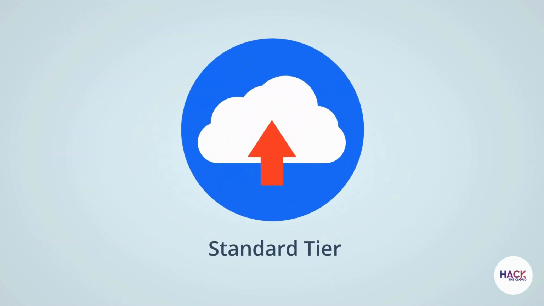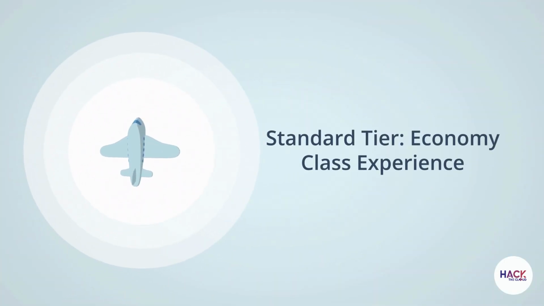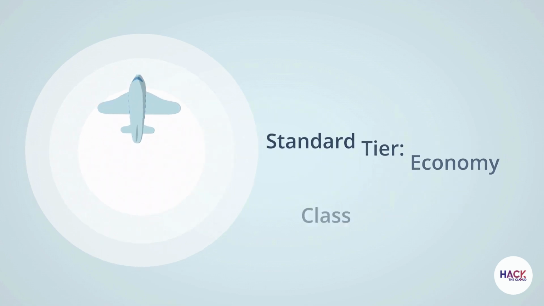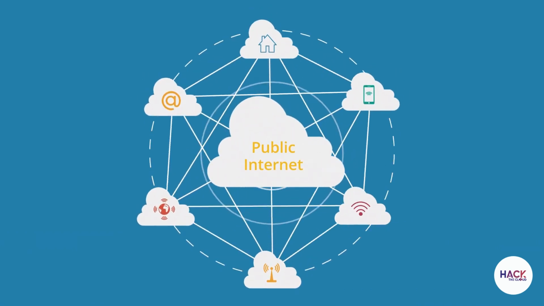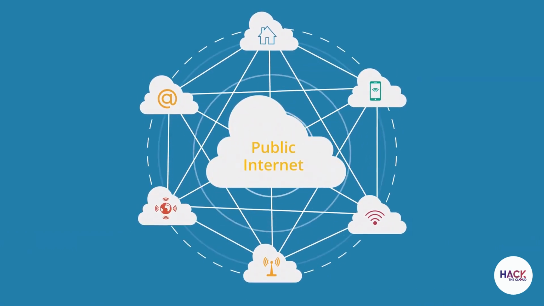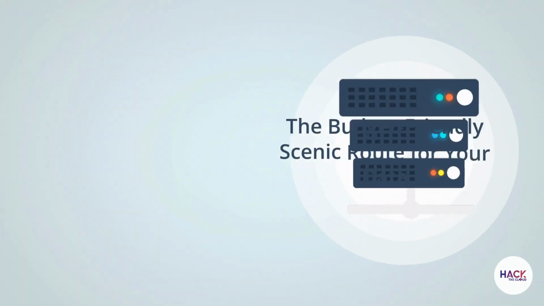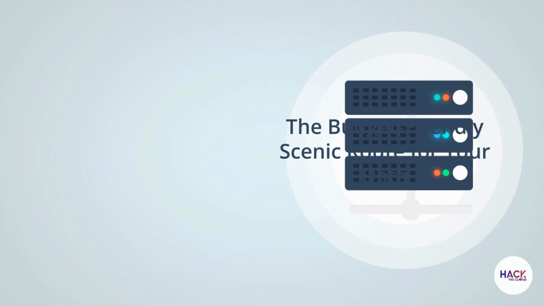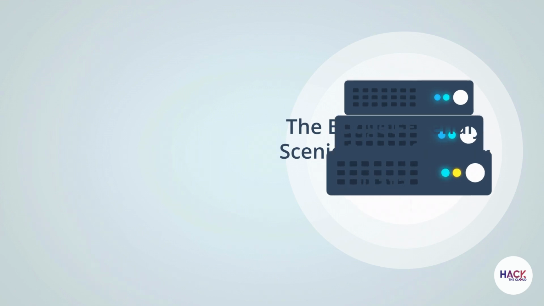Standard tier, the economy class ride. Now, let's talk about the standard tier, aka economy class. Look, not all data needs to live the high life, and that's where standard tier comes in. It's perfect for when your data just needs to get from point A to point B without any frills. In standard tier, your data mostly travels on the public internet. It's like your data's taking the scenic route through the digital skies, maybe stopping for a few layovers. Sure, it might take a little longer, but hey, it's cheaper. You can save on networking costs, especially if you don't need lightning-fast speeds or global low latency.